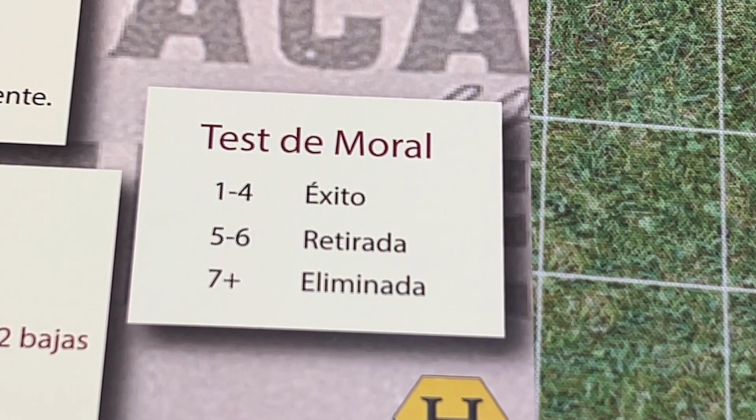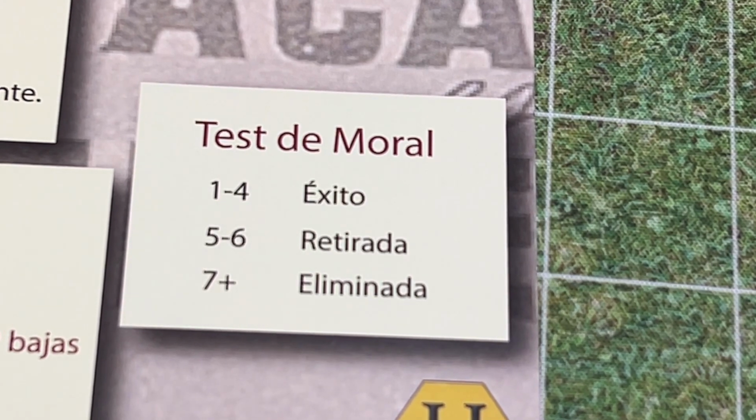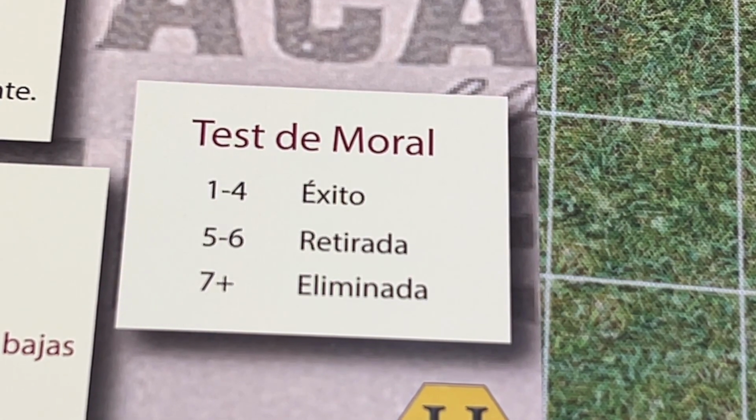1d6 is rolled and modifiers applied. On a result of 1 to 4, the unit passes the morale check and there is no further effect. On a 5 or 6, the unit retreats to a friendly adjacent area. And on a 7 or more, the unit is eliminated.